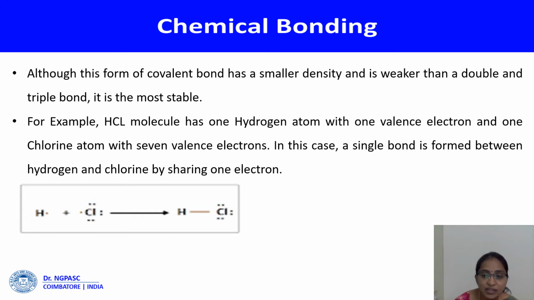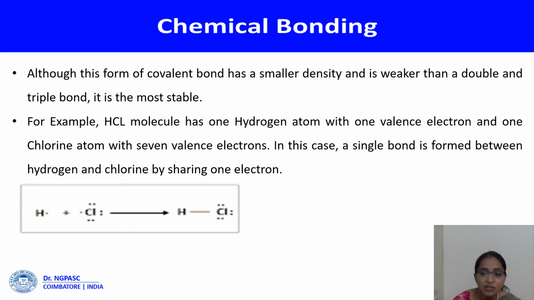The outermost shell of hydrogen has one electron, and one chlorine atom has seven valence electrons. So in this case, the hydrogen shares its one electron with the chlorine atom. Chlorine already has seven electrons.